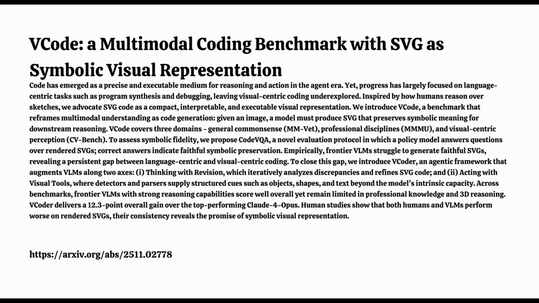Okay, so moving into the results. The sources really highlight a persistent struggle. These frontier VLMs have a tough time generating faithful SVGs from natural images. Before we get to their solution, what's behind this struggle? Why is visual coding so much harder than text coding?